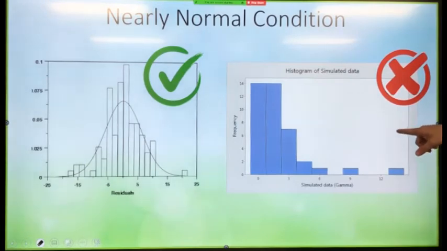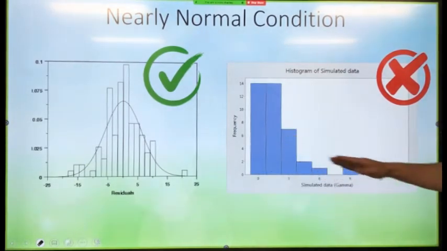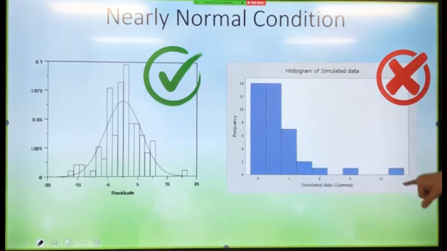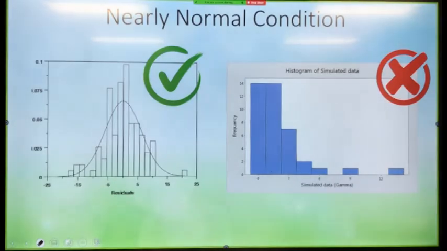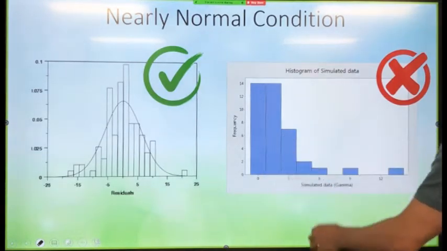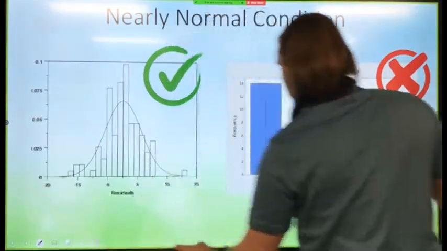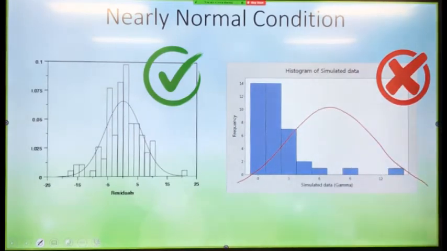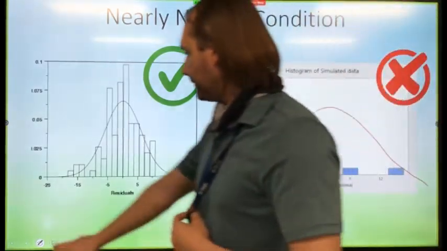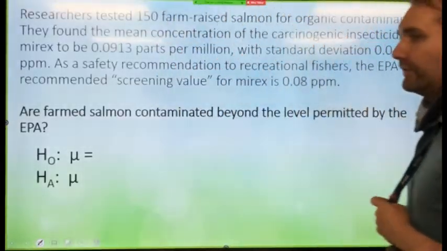This, we wouldn't be able to use our t-test, because notice how skewed this is. I have a very significant outlier here, and it's skewed to the right. Or skewed that way. So this does not represent, where's my pen? Notice how it looks nothing like our normal model. This data looks okay. So we have to test those three things.